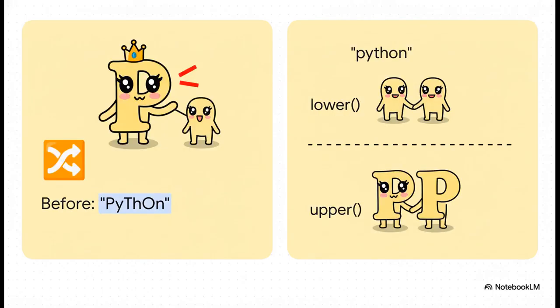Next up, getting case under control. You have to remember that computers are extremely literal. To a computer, Python with a big P and Python with a little p are two completely different things. They're not the same, period. So methods like .lower and .upper are absolutely essential. They let you standardize everything so you can do reliable comparisons without worrying about case.